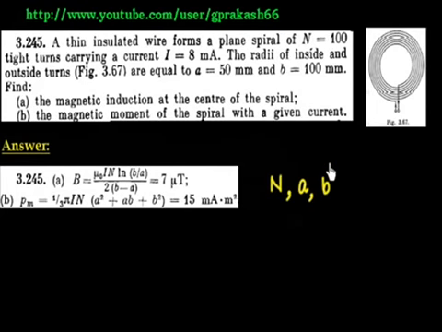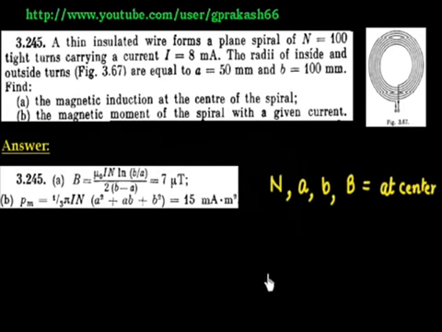We have to find the magnetic field at the center. So what do we have to find? We have to find B at the center of a spiral. So how will you proceed for this part? This is quite tricky.